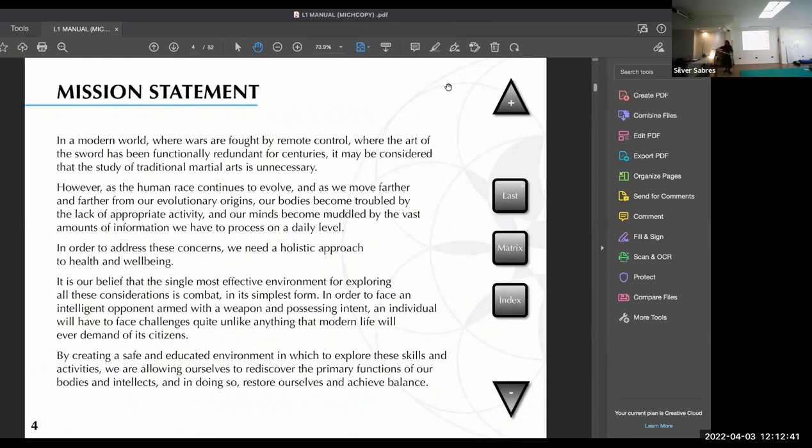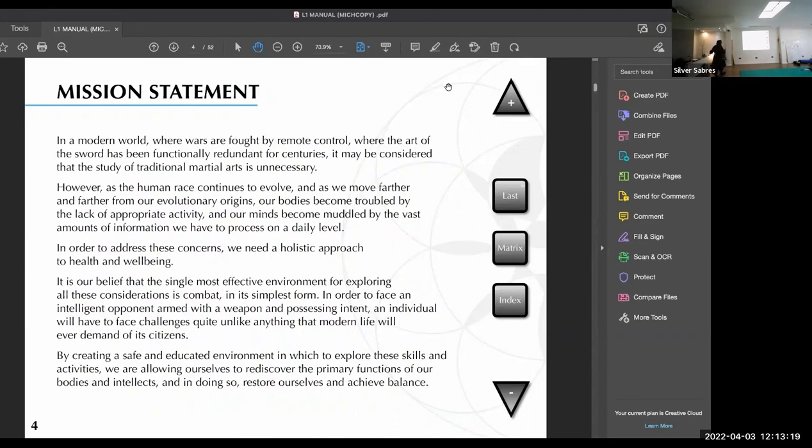And martial arts force us into a place where we have to address the evolutionary history of our anatomical structures, and we have to also understand why our minds operate in the way that they do, and what focus is and how it's applied to reality. So in a modern world where wars are fought by remote control, where the art of sword has been functionally redundant for centuries, it may be considered that the study of traditional martial arts is unnecessary.